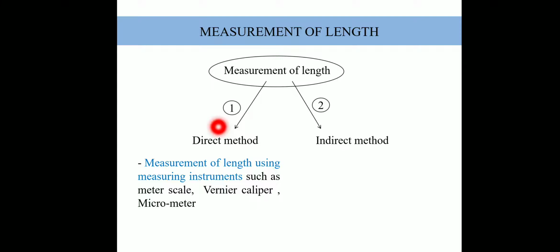Basically, direct method is a method in which the distance or length of something is measured using measuring instruments. For example, a scale is given to us, or instruments like vernier caliper, micrometer, which we will see later in the science lab. In direct method we are given a scale, a standard system, and using that scale in our hand we can measure the length or a distance by ourselves. Because the distance is measured directly by us, this method is known as direct method.